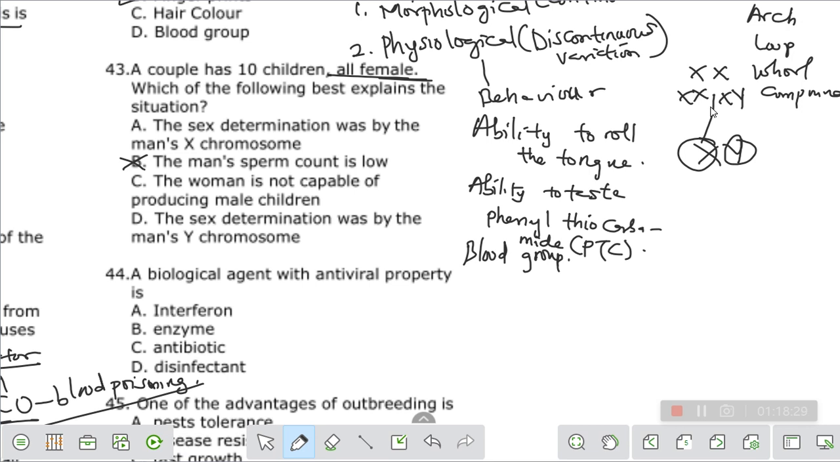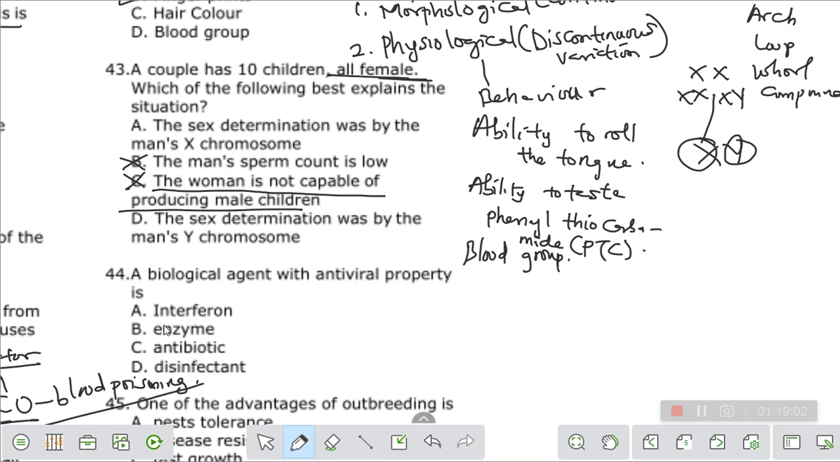So the woman cannot determine the child. The man has XY. So the man can either release X or release Y. If the man releases X, the woman will give birth to a female child. If the man releases Y, the woman will give birth to a male child. But look at it. The reason why the woman gave birth to 10 children that are all female is because the man kept giving X, X, X, X, X, and that's why they have 10 children and all of them are female. So that's the reason. It's a game of chance.